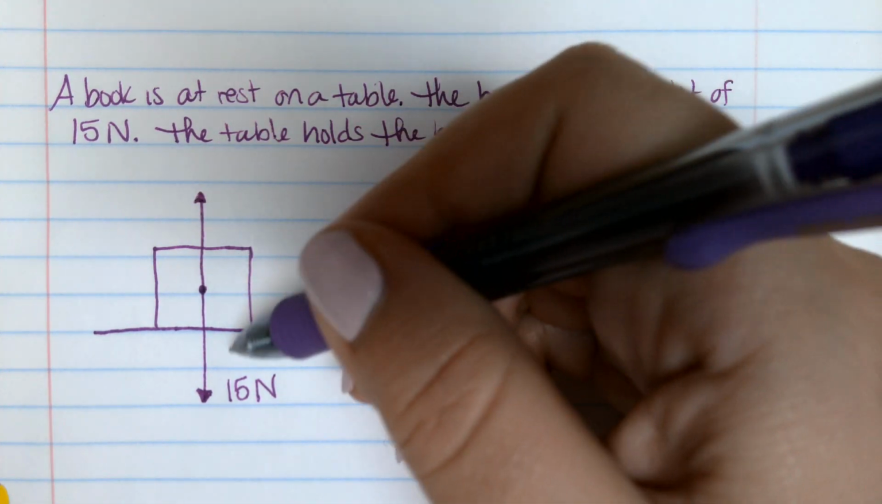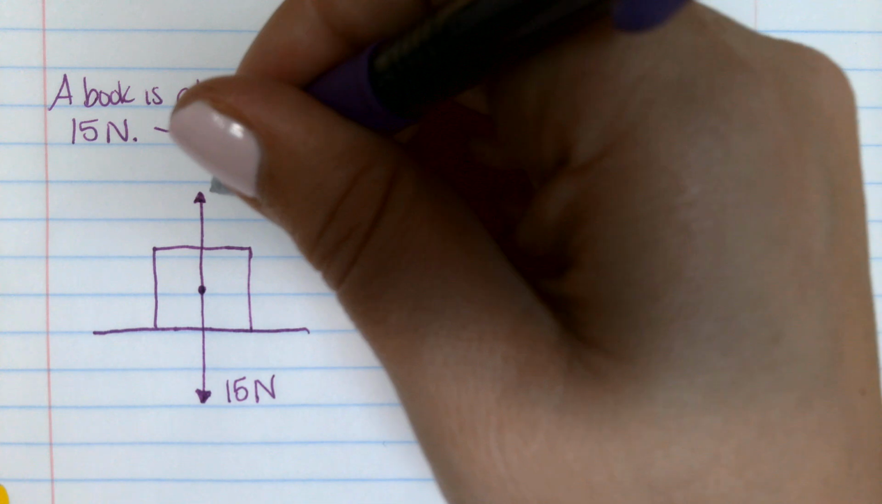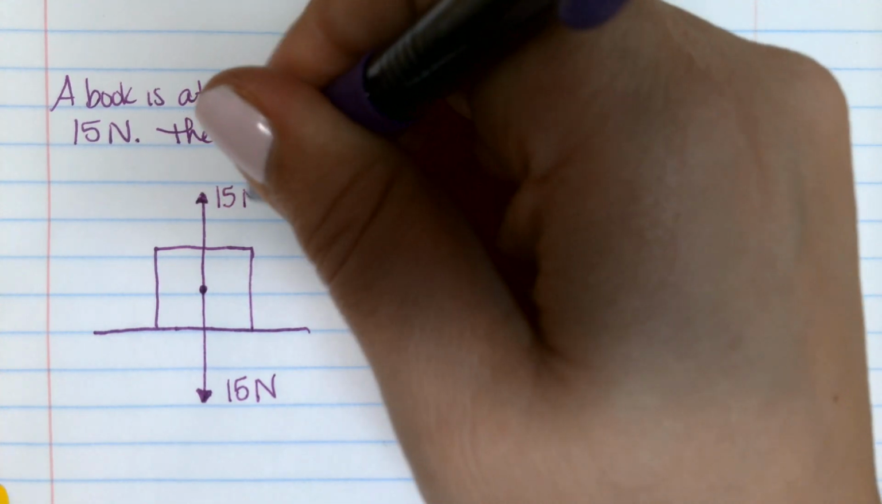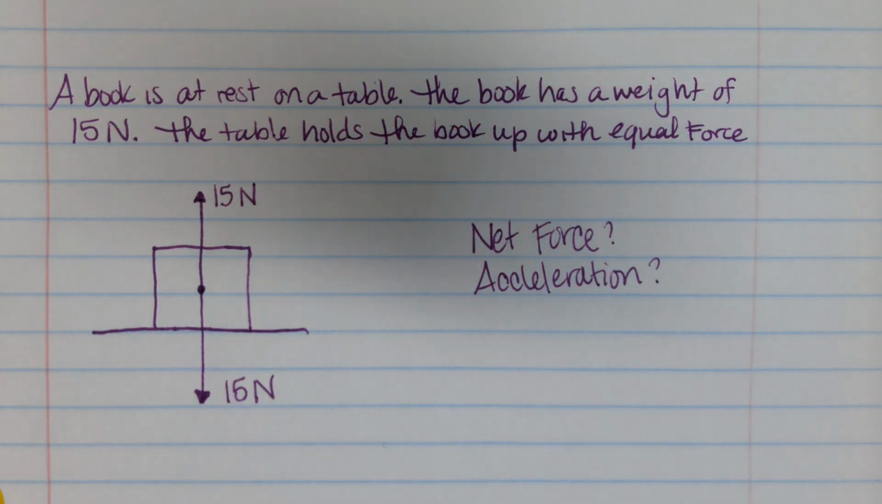So this is the book pushing on the table, the 15 newtons downward, and the table pushing back on the book is 15 newtons upward. We call that force upward the normal force. That normal force comes right from the surface where an object is sitting.